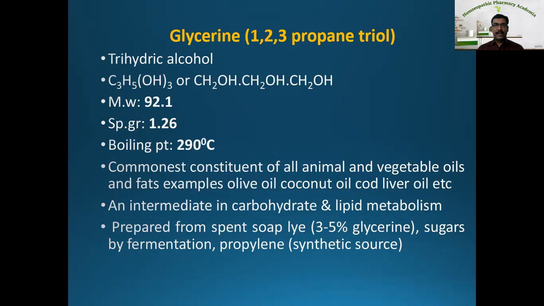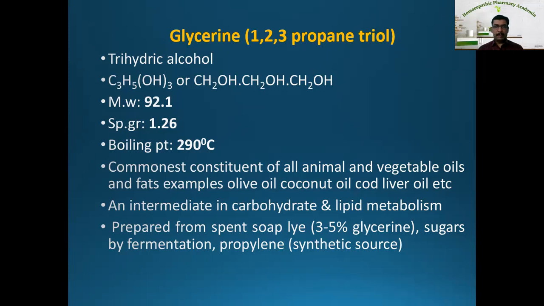Now, sources of glycerin. Where is glycerin obtained from? Commercially, glycerin is prepared from spent soap. Spent soap is a byproduct in the soap industry, and when the soap is salted out, the glycerin remains in the solution known as spent lye. Spent lye contains about 3 to 5% of glycerin and small amounts of free alkali, sodium chloride, dissolved soaps, proteinaceous matter, inorganic salt, and coloring matter. So what we have to do is separate out glycerin from spent soap.